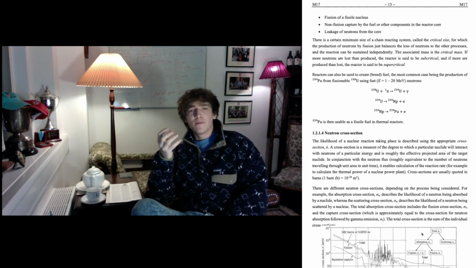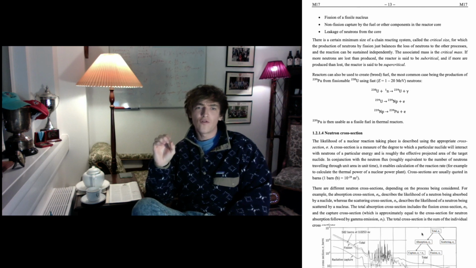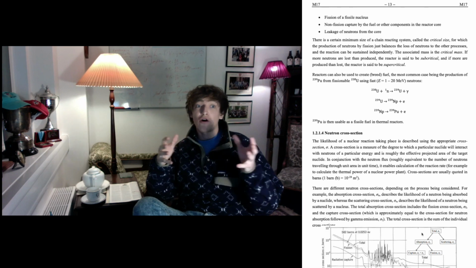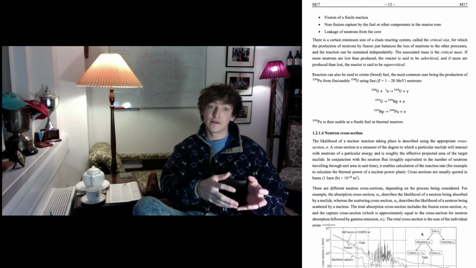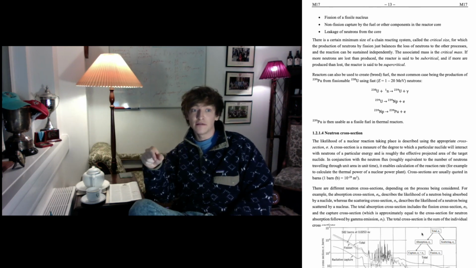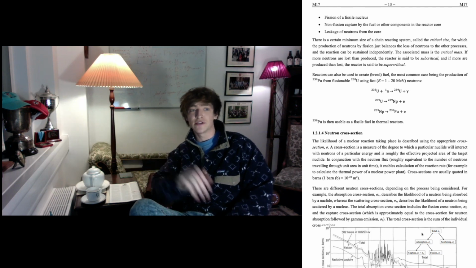And on that point, a good way of thinking about it is you may have heard of something called critical mass. Well, what is critical mass? Well, critical mass is a minimum size for a sustained chain reacting system, i.e. where the production of neutrons by fission balances the loss of neutrons to those other processes like capture without fission or leaking. So that means that a chain reaction can occur when the production of neutrons balances the loss of neutrons. That's when you get your chain reaction.